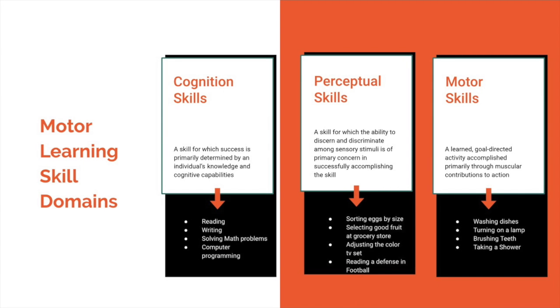The motor learning skill domains that we focus on in this class were the cognitive skills, the perceptual skills, and the motor skills. Cognitive skills is a skill for which success is primarily determined by an individual's knowledge and cognitive capabilities. For example, like reading or writing. A perceptual skill is a skill for which the ability to discern and discriminate among sensory stimuli is the primary concern of successfully accomplishing a skill. Motor skills are a learned, goal-directed activity accomplished primarily through muscular contributions to action.